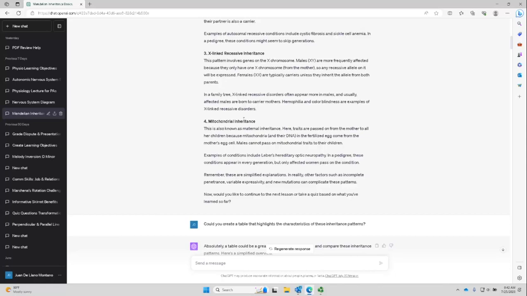So the traits are passed from the mother to all children independently of their sex. All children, males and females, will inherit the maternal mitochondria. And there are some conditions that typically affect the eyes, the brain, skeletal muscles, tissues that require a great amount of energy. They need the mitochondrial function to be almost perfect.